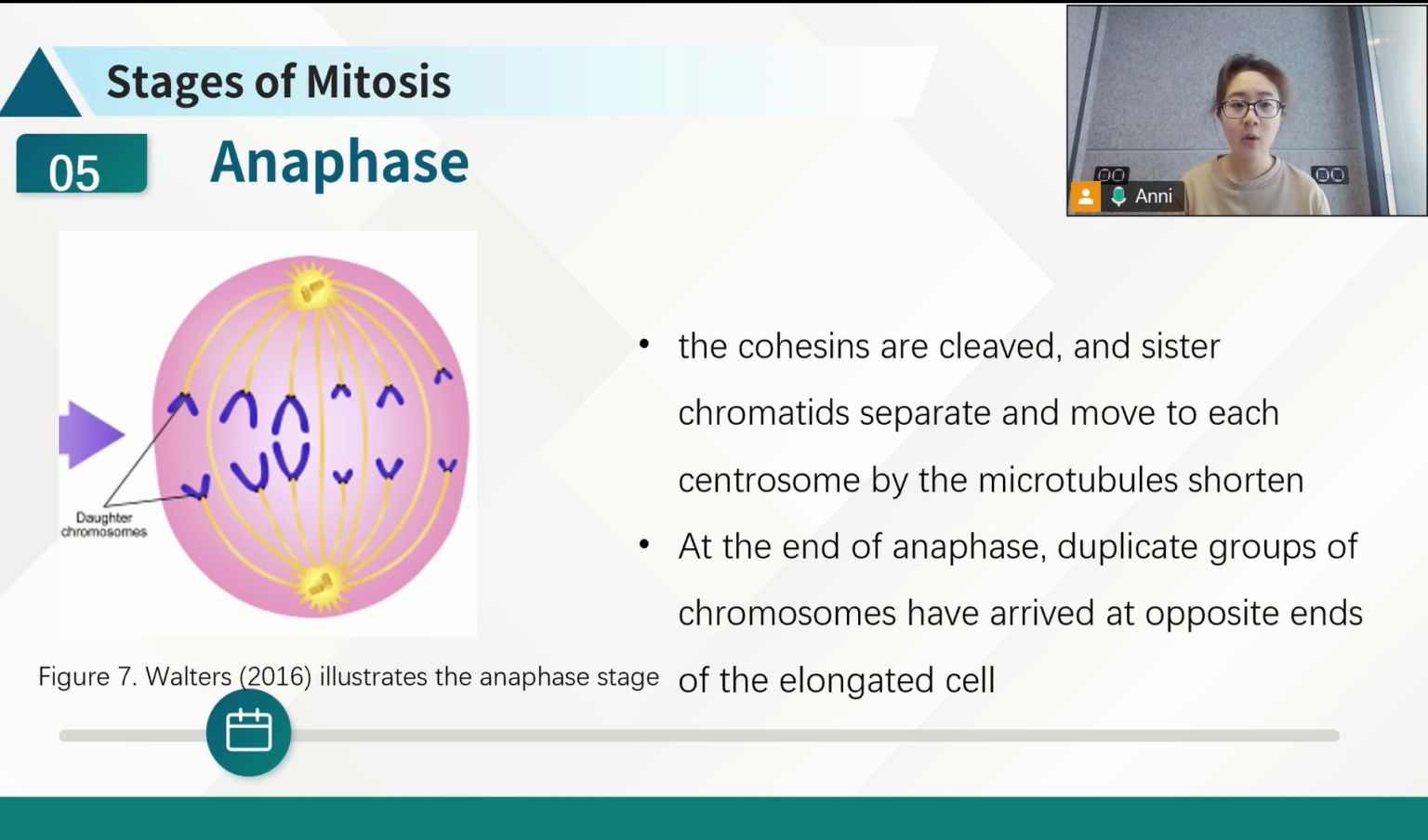After metaphase, we are going to enter the anaphase. The cohesins are cleaved. Cohesin is the kind of stickiness between two sister chromatids. Once the cohesins are cleaved, sister chromatids separate and move toward each centrosome as the microtubules shorten. At the end of anaphase, duplicated groups of chromosomes have arrived at the opposite ends of the elongated cell, and the cell is ready to separate into two.